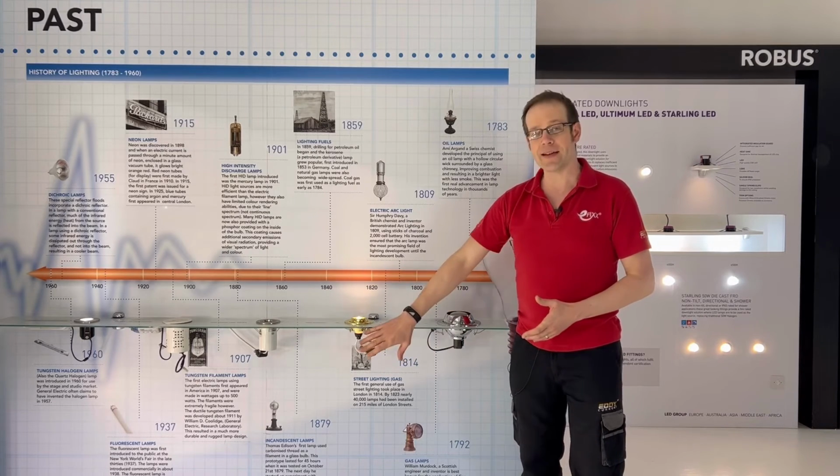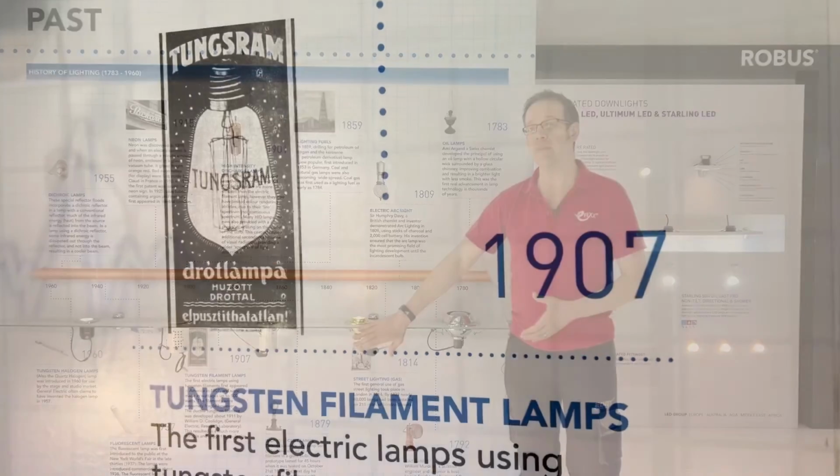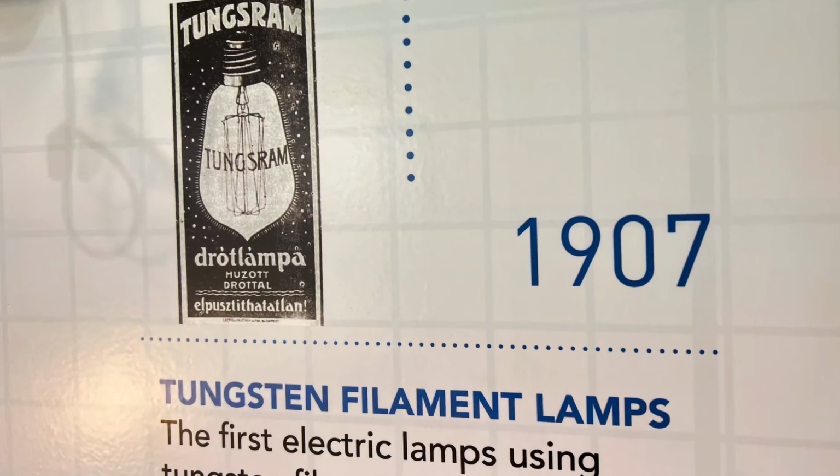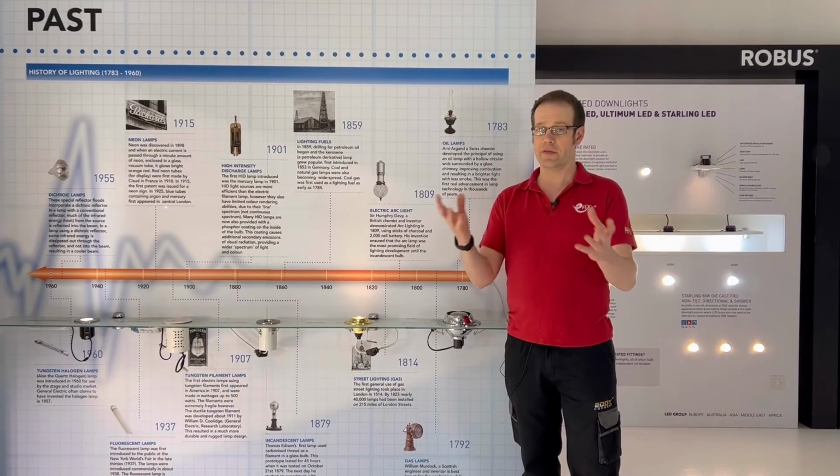Old style incandescent lamps used to pass a current through a filament of some material which would then heat up to the point where that filament would start to glow white hot and give off visible light.